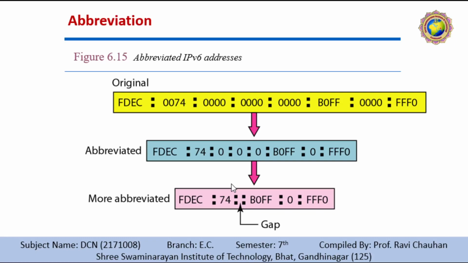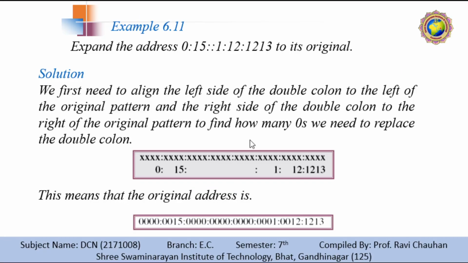Re-expansion of the abbreviated address is very simple. Align the unabbreviated portions and insert zeros to get the original expanded address. To clarify it, let's have an example. So expand this address to its original form. We first need to align the left side of the double colon to the left of the original pattern and the right-hand side of the double colon to the right of the original pattern, to find how many zeros we need to replace the double colon.